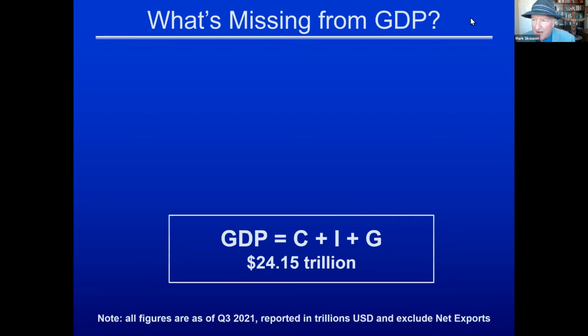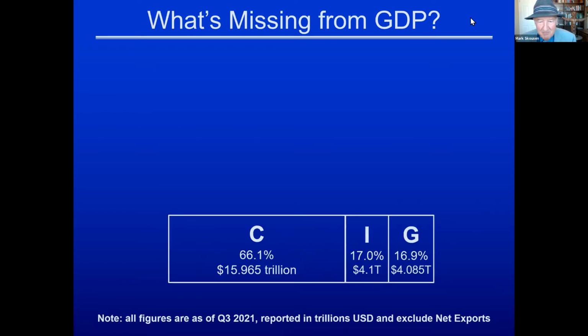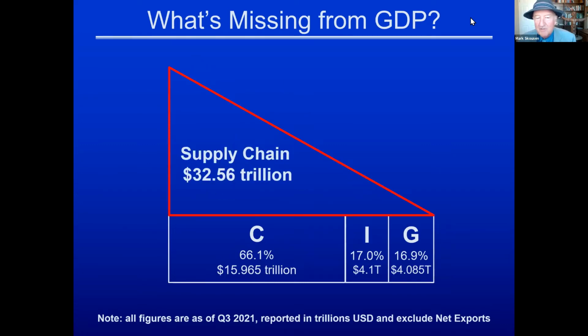It measures final output only, and a lot of times we don't emphasize that enough in our teaching of economics or even in the media. That leads to a lot of mischief in the misuse of GDP statistics. So what's missing from GDP? If you'll click on the next picture here, there you are. C plus I plus G gives the amounts of each one. And you can see here what's missing is the supply chain.